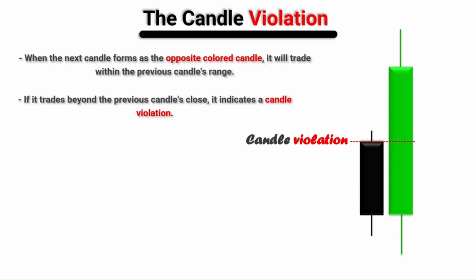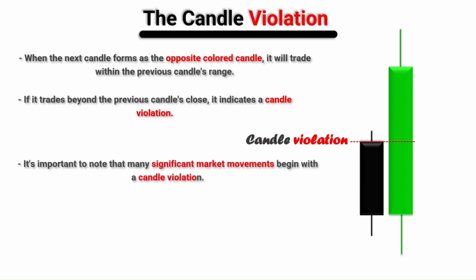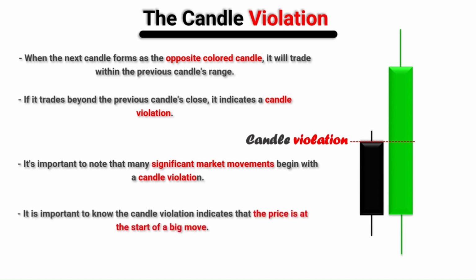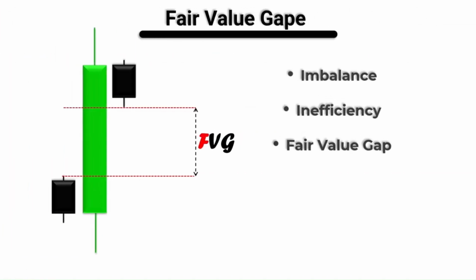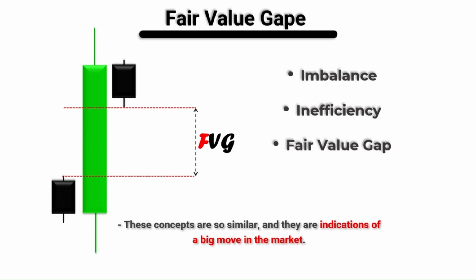It's important to note that many significant market movements begin with a candle violation. In the upcoming videos, we will provide more details about the candle violation. For now, it is important to know the candle violation indicates that the price is at the start of a big move. The second concept is the imbalance, inefficiency, or fair value gap. These concepts are so similar, and they are indications of a big move in the market.